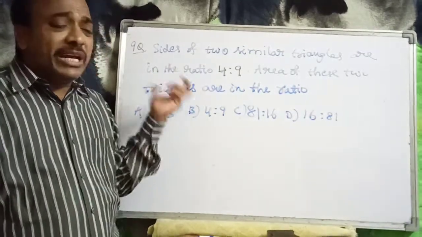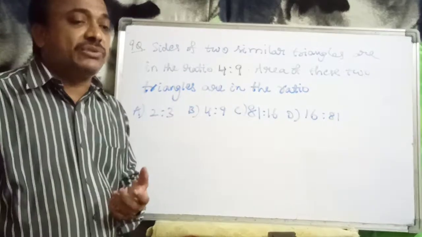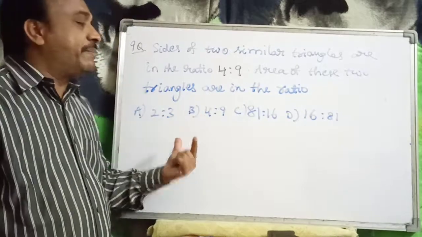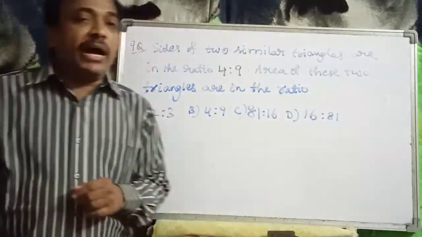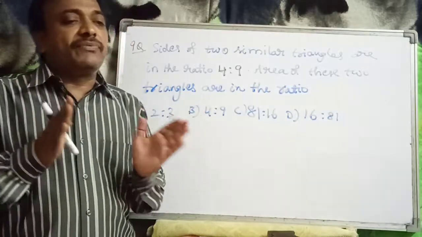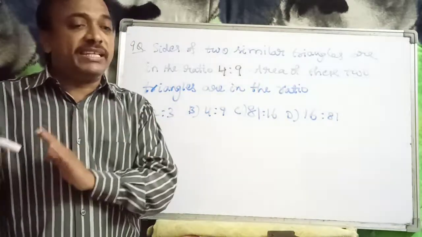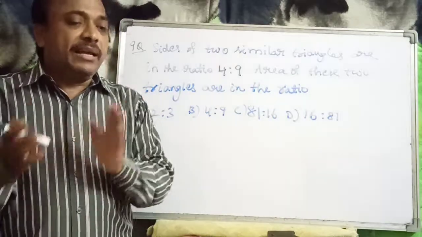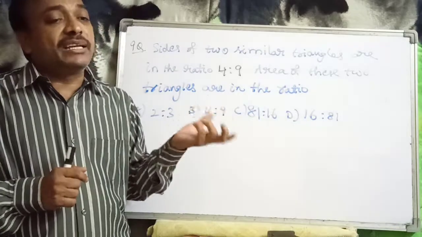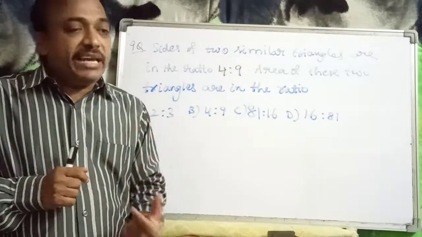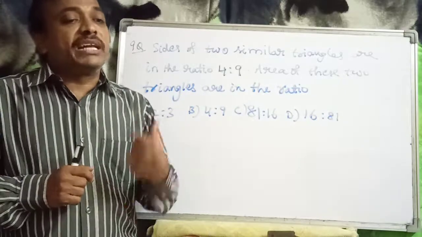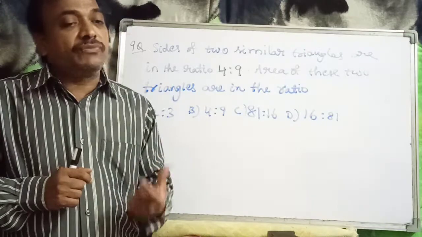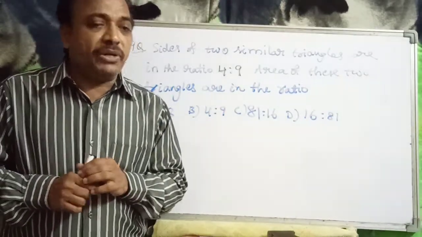The ratio of areas of two similar triangles is equal to the square of the ratio of the corresponding sides. With that statement, we can find this solution. I hope you understood how to compare areas of two similar triangles, how to find the side when the areas are given, and how to find areas when the corresponding sides are given. The ratio of the areas of two similar triangles is equal to the square of the ratio of the corresponding sides. I hope you understood. Thank you.